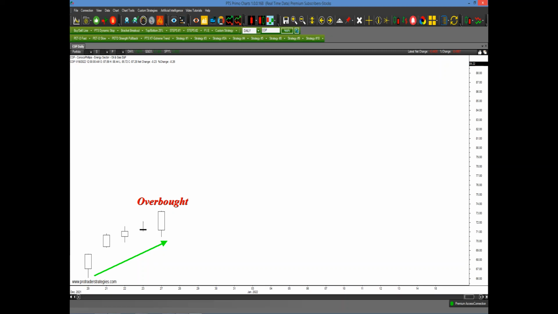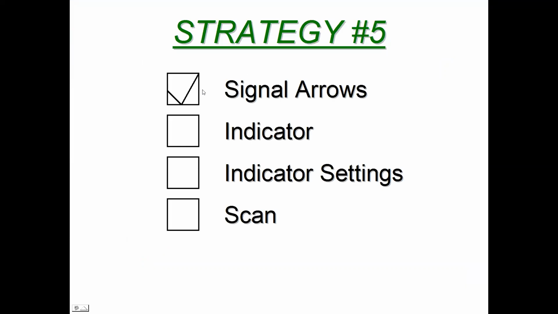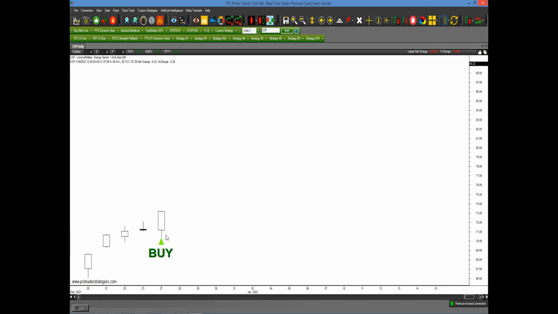All right, so most traders would say it's a little bit overbought. Maybe I'll wait for it to come down a little bit. What is the Candlestick Strategy 5 first telling us? Well, on our platform, the process would be you'd click on Strategy 5 in our green strategy tab here, and you see in this drop-down menu, you'd click on signal arrows, and it's telling you there's a buy signal, right? Where you think it's overbought, there's actually a buy signal.